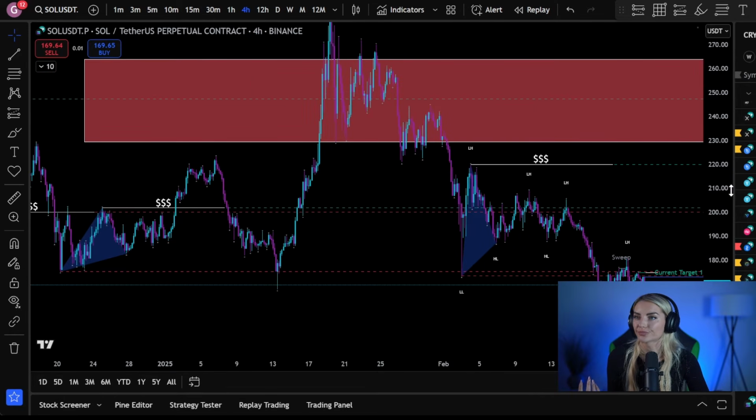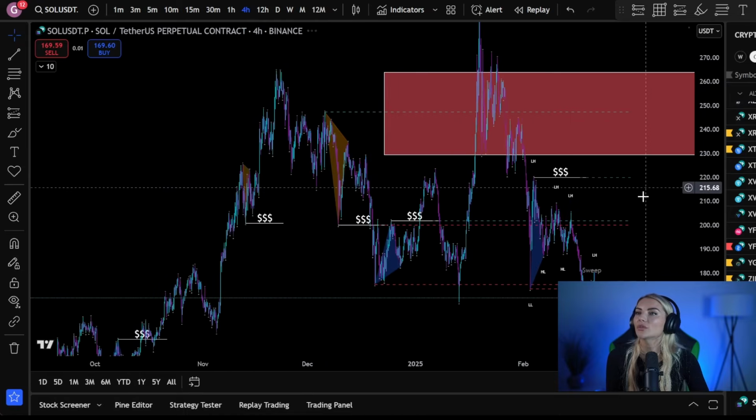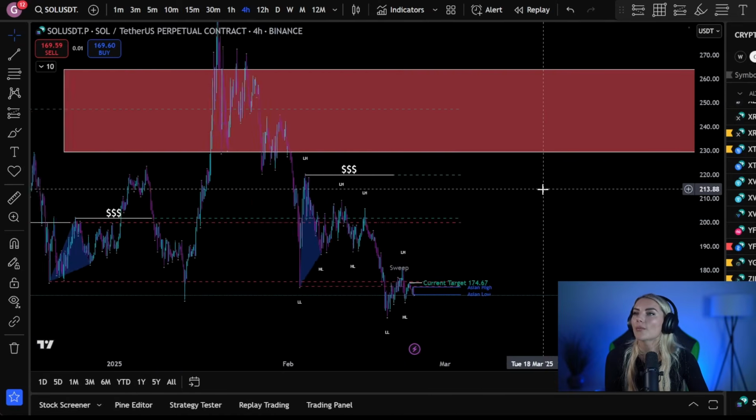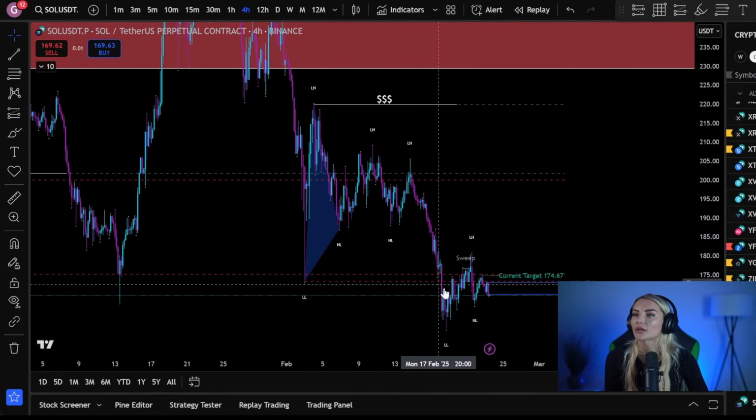area here. Do you want to see the price? Okay, let's move it a little bit. So, right, we have the weekly sell zone here. And I've opened now my liquidity indicator on the 4-hour as well as the current target price.